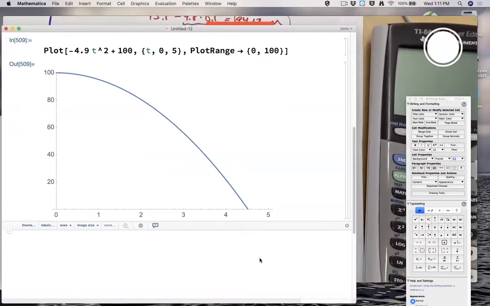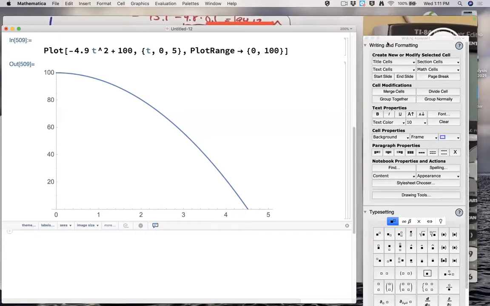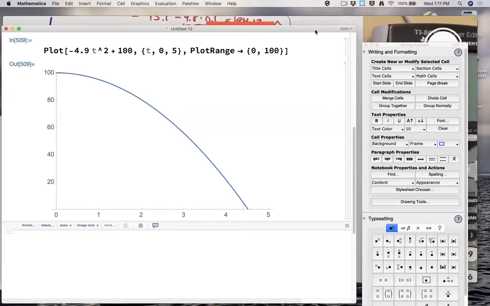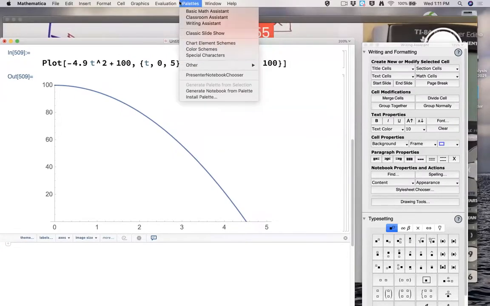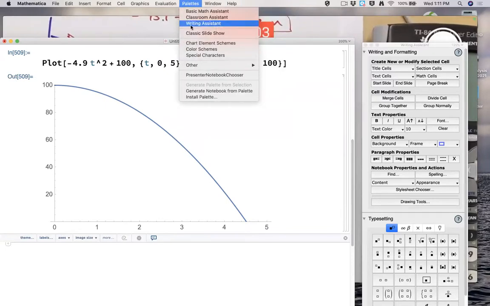I'm going to define a function that's going to represent my height as a function of time. But I'm going to be kind of fancy for good reason that I'll explain as we go here. It's going to really be a family of functions. I'm going to use this writing assistant over here, which you can get to show up by going to the palettes menu right here and going to writing assistant. If you want to write that down: palettes, writing assistant.